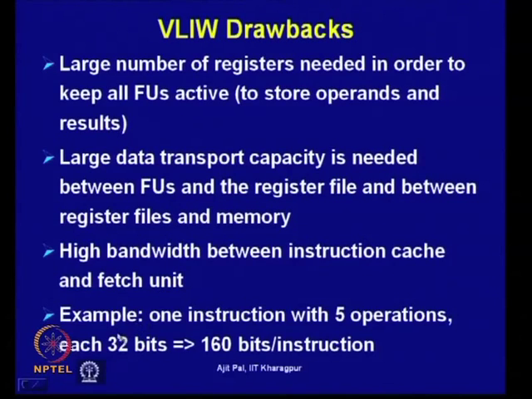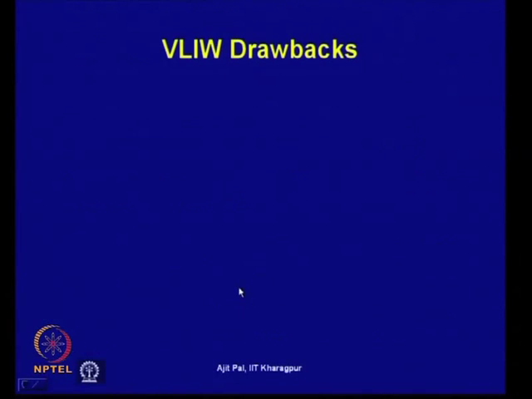And why is it required? Because one instruction with 5 operations, each of 32 bits, will require 160 bits per instruction. So, this example shows why you require high bandwidth between the instruction cache and the fetch unit.